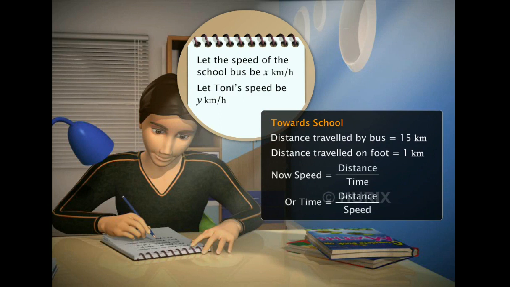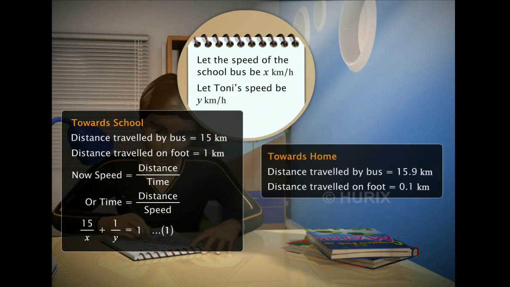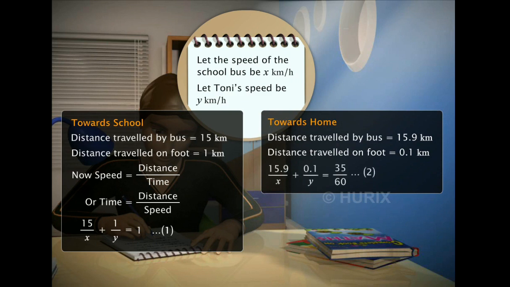Now, recall that speed, distance and time are related by the formula for speed, which is equal to distance upon time. Substituting the values in this formula, Tony got his first equation. Now, while coming back, Tony travels 100 meters by foot at the speed of y kilometer per hour and 15.9 kilometers by bus. Tony took 35 minutes to reach home. Using the formula relating speed, distance and time, Tony got his second equation.